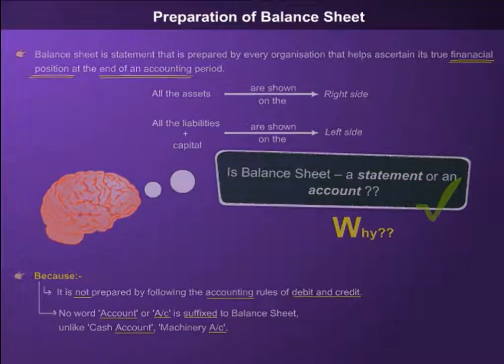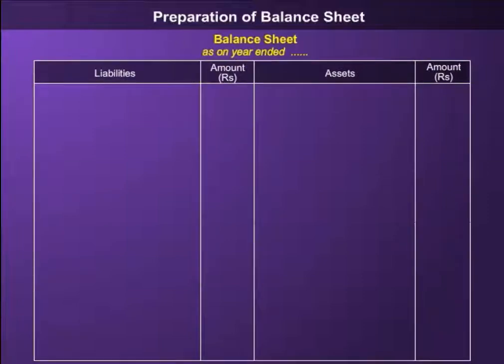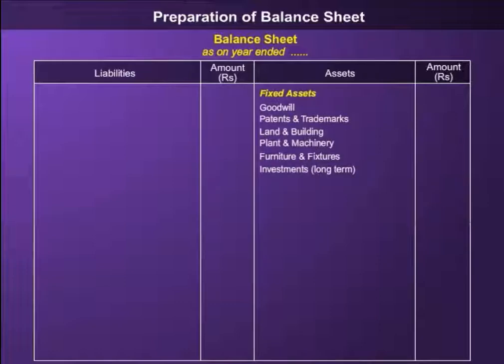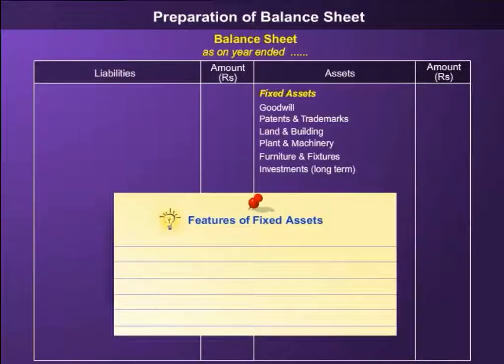Now, let's have the format. Here it is. So here, on this side, we have all the assets, and on this side, these are the liabilities. Now, let's have a close look at each of these items. We will begin with the asset side. Now look here. All these items are regarded as fixed assets. Let's quickly have a glance over the features of these assets.